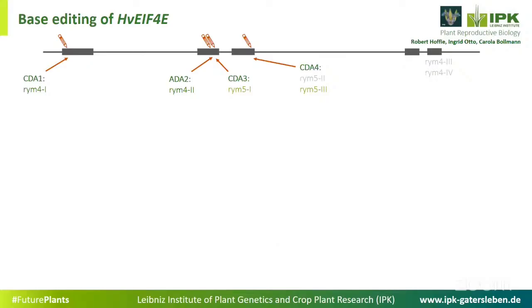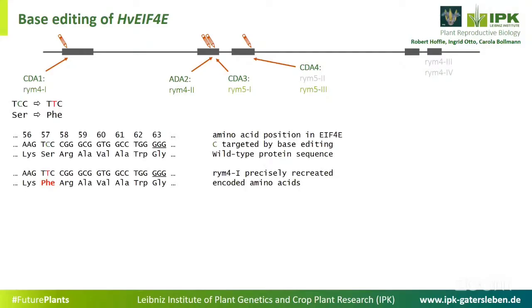Here you see this resistance gene, which encodes this EIF4E protein. There are different single nucleotide polymorphisms which are responsible for resistance in the resistance alleles. We have two resistance alleles, called RYM4 and RYM5, and these two genes have a couple of modifications. We still don't know which modifications are really responsible for the resistance, so we addressed several of these sites with these base editors.